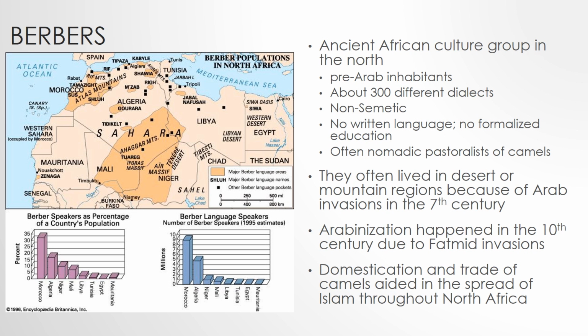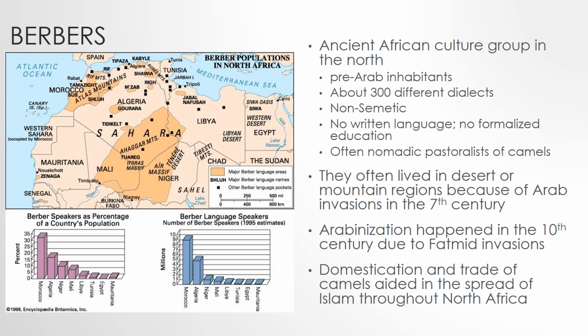They're non-Semitic speakers, so they are speaking a base out of the African language rather than a Semitic language coming out of the Middle East. There's no written language for the Berbers, and there's no formalized education, which means that our understanding of the Berbers in regards to their history is very limited. The information we have about the Berbers is going to come from the Arabs for the most part. They were pretty much nomadic pastoralists, and they worked with camels, and so of course that's going to be important to trans-Saharan trade.